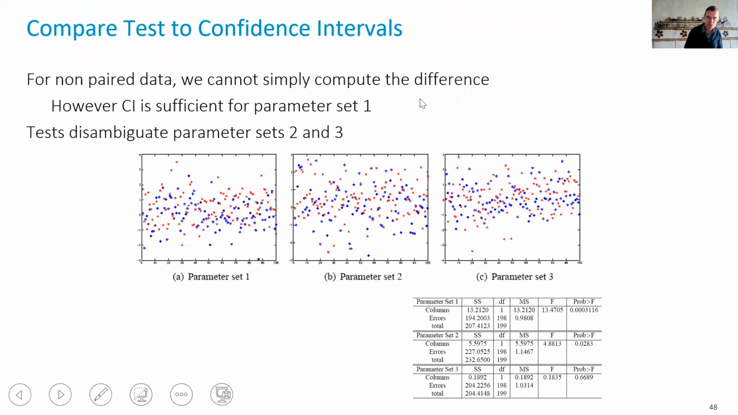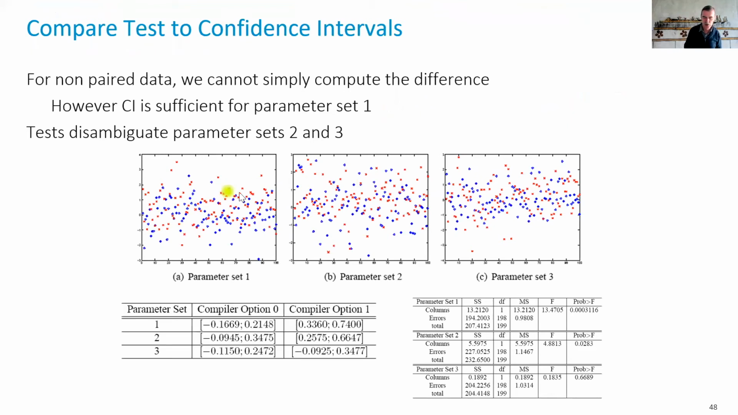This illustrates, by the way, the difference between a test and a confidence interval. We have seen that one way to address this would be to compute confidence intervals for the log of the values here on the y-axis for the red and the blue data sets. And we saw that in the first case, the intervals do not overlap. So we can say, yes, they are different, which is also what the test says. In the third case, they do overlap. So we say, well, they're not significantly different. But here we're not too sure because they overlap, but not too much.